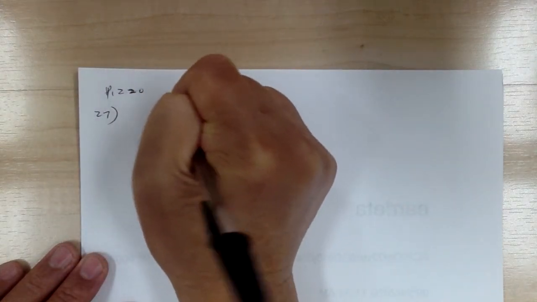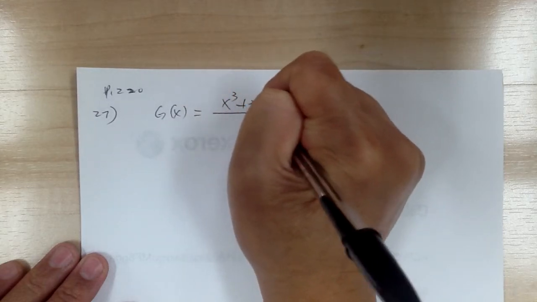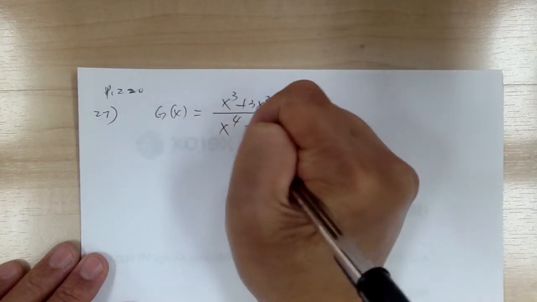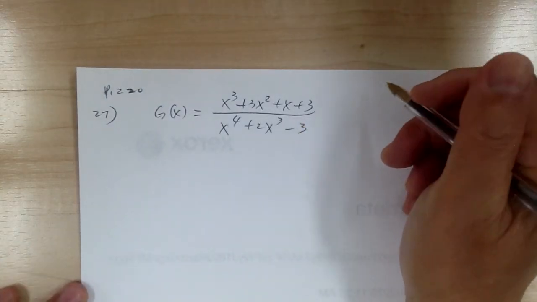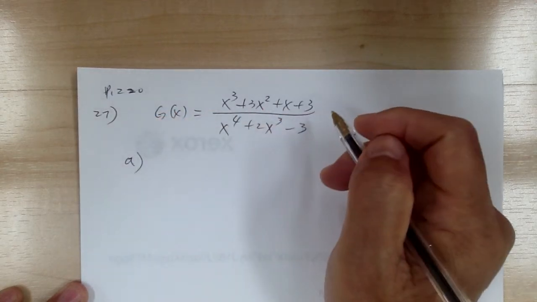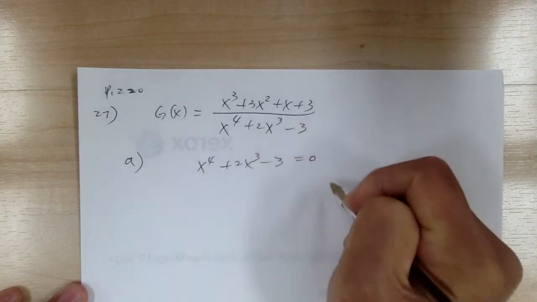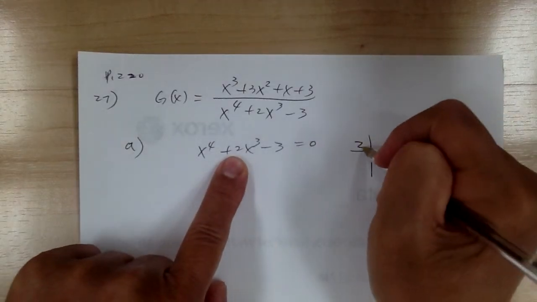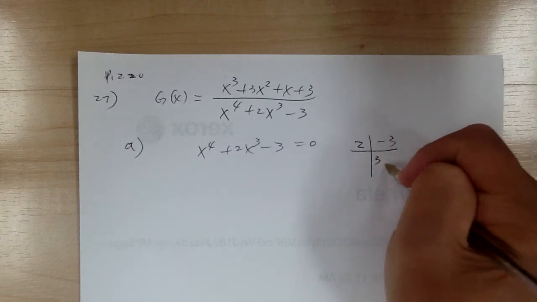So you've got g of x equal to x cubed plus 3x squared plus x plus 3 on the top. On the bottom you get x to the 4 plus 2x cubed minus 3. Okay, so again, to find the domain, you need to set the bottom equal to 0 to find the restricted values. So you have x to the 4 plus 2x cubed minus 3 equal to 0, and you can do your product-sum method. So you're going to get 3 and negative 1.